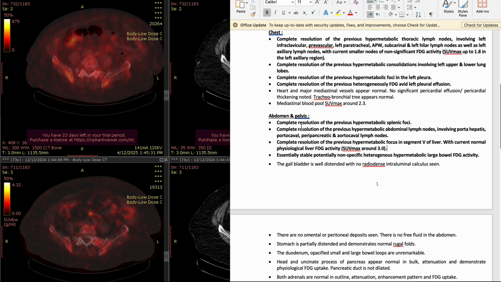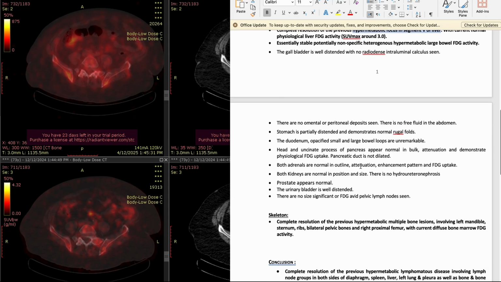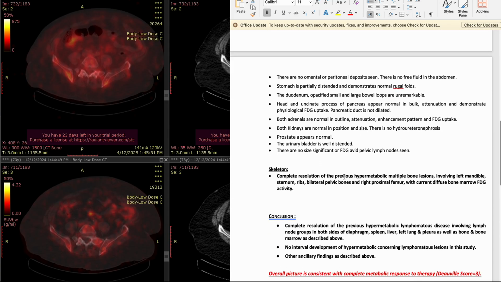In the abdomen and pelvis, complete resolution of the previous hypermetabolic splenic foci, complete metabolic resolution of the previous upper abdominal lymph nodes and the liver lesion, as well as complete resolution of the previous hypermetabolic multiple bone and bone marrow lesions. All the other sentences are from the template, they are normal.